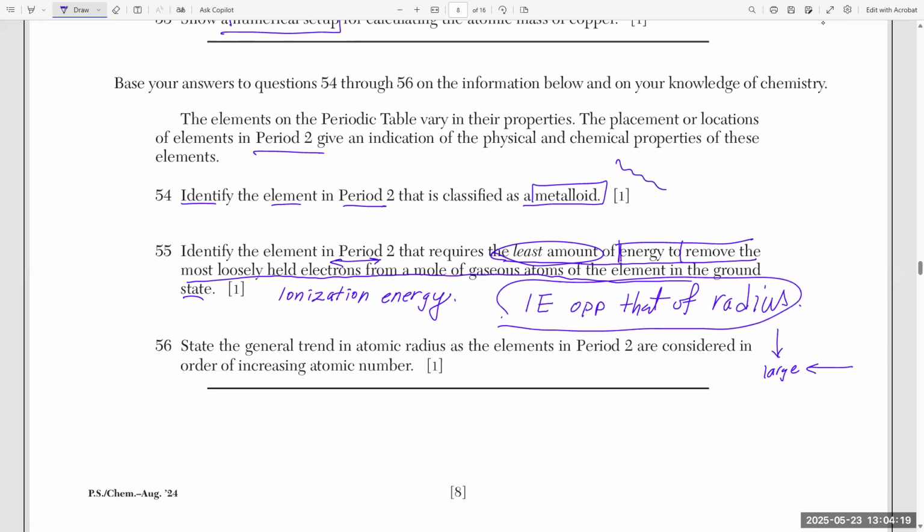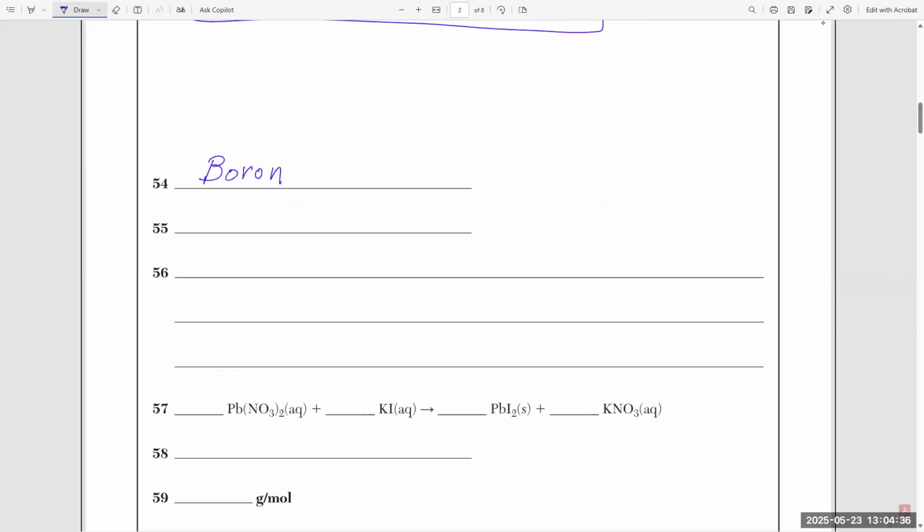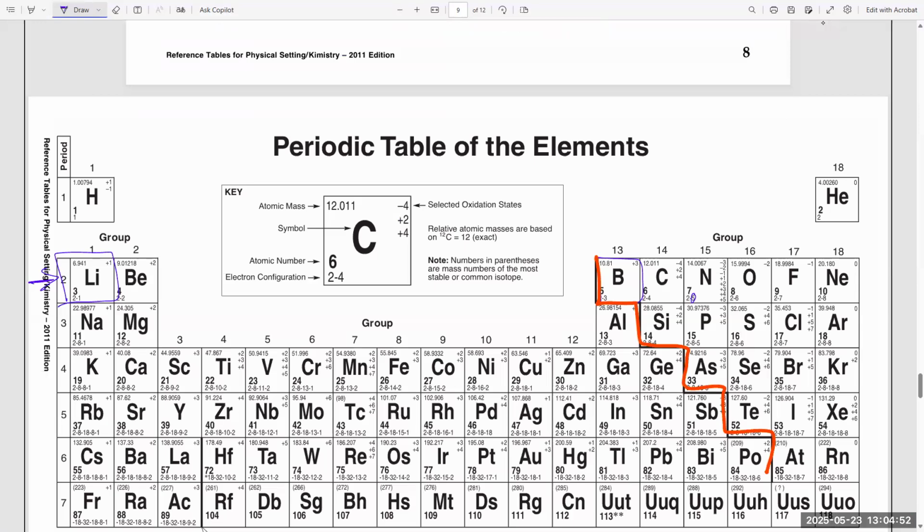So therefore, we're looking for a chunky guy, right? Because we are going in terms of a period, left to right, we're looking for the guy that's the largest. In this case, it would be the leftmost person in period 2, and the leftmost element would be lithium. So you would say Li, or lithium. Okay. All right, let's go to 56 and see what that question is about.